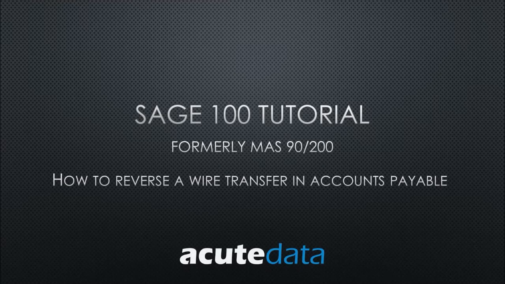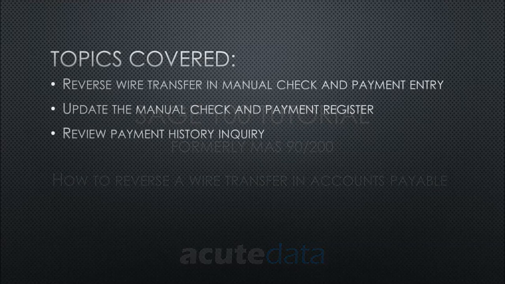In this tutorial, I am going to teach you how to reverse a wire transfer in accounts payable for Sage 100, formerly known as MAS 90 and MAS 200. Today, we'll be covering these topics: how to reverse a wire transfer in manual check and payment entry, updating the manual check and payment register, and last, we'll be reviewing the reversal in payment history inquiry.